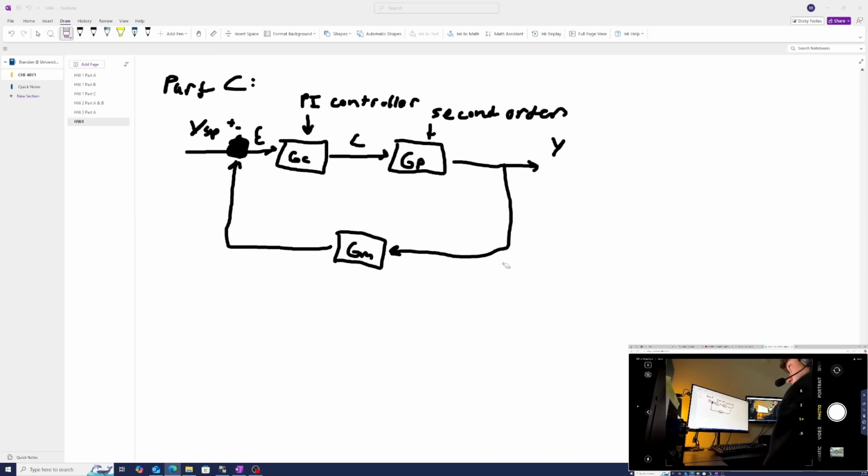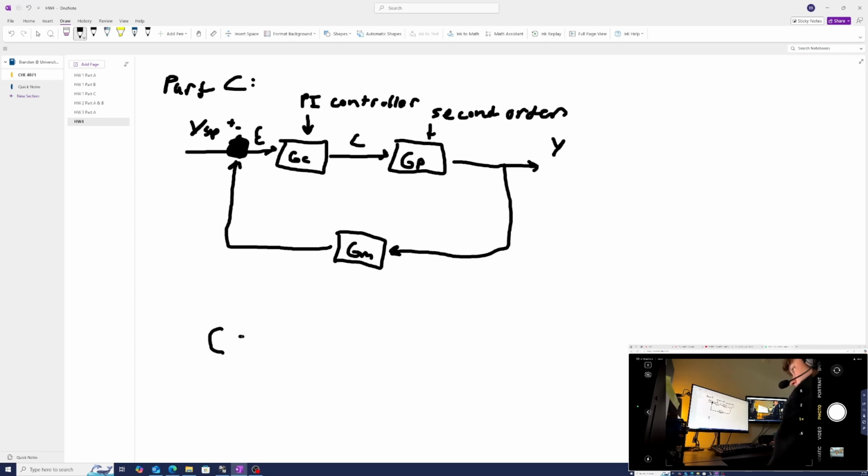For homework 4, part C, we're going to be using the final value theorem in order to show that a second order system with the PI controller will always reach its desired set point. So the first thing we want to do is define our control output from our PI controller.